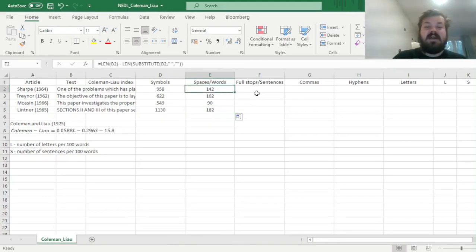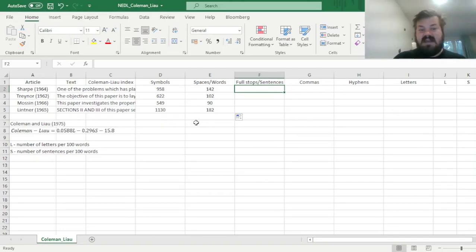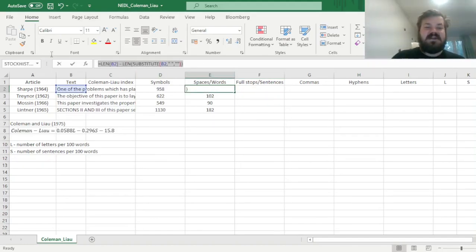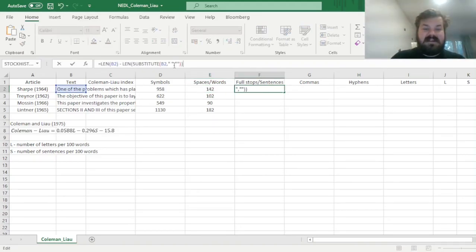Now, we need to figure out how many sentences there are in these particular text excerpts. And here, it is quite convenient that academic research and academic language does not really use any sentence punctuation apart from full stops. You rarely see questions being asked with a question mark or exclamation marks in academic research. So here we can simply use the same SUBSTITUTE logic, and instead of spaces, we substitute full stops with blanks and see how many sentences there are.